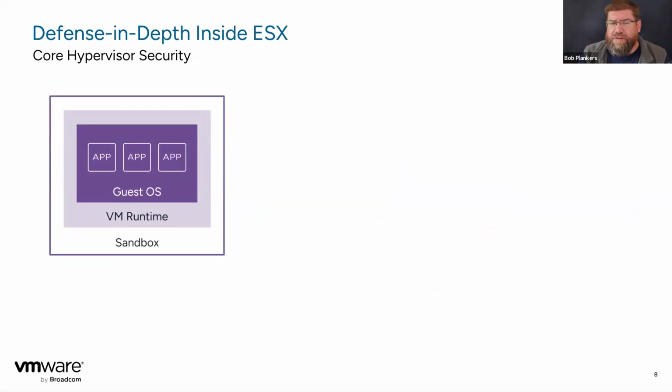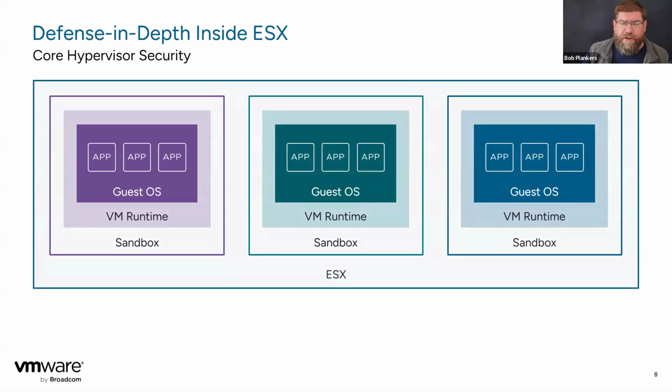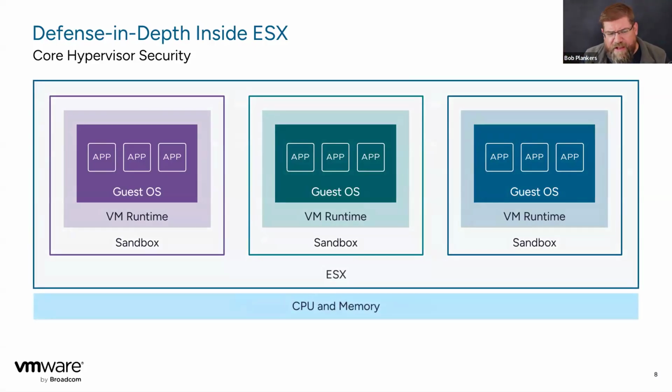Around that is a sandbox, mandatory access controls for this. So if something tries to break out of the VM runtime, it gets caught, and the sandbox sees that it's trying to do something that's unexpected and kills it all. Goodbye. And so all of these protections are available to all of the workloads on a host. And the host itself is a security boundary, and then we've got CPU and memory.